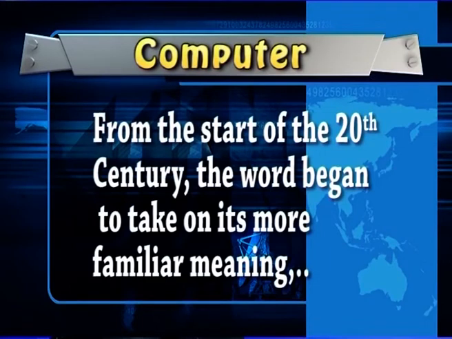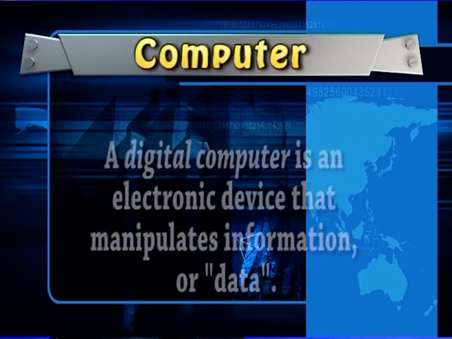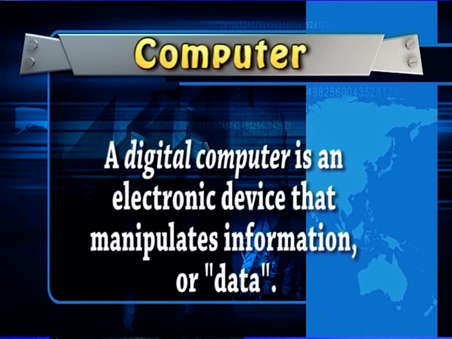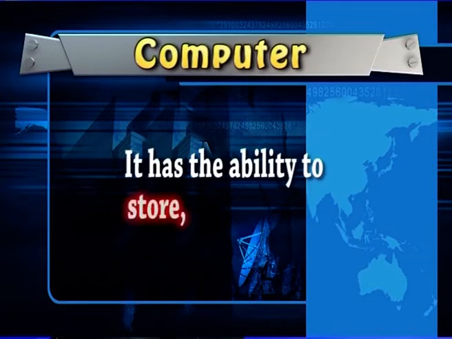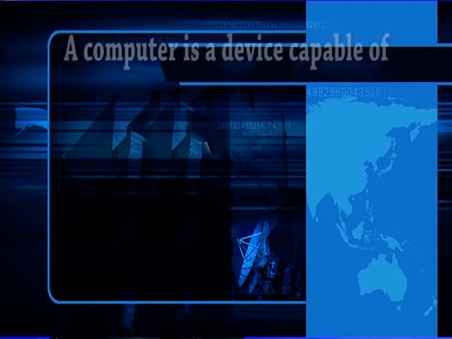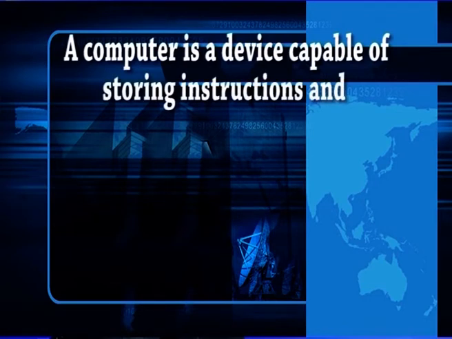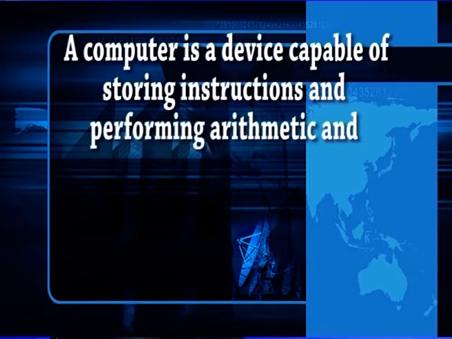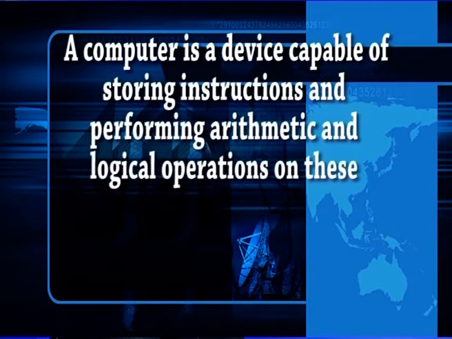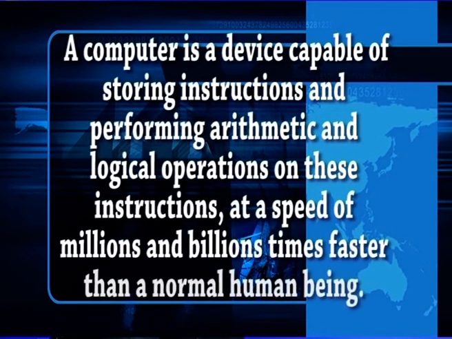From the start of 20th century AD, the word began to take its more familiar meaning, describing a machine that carries out computations. A digital computer is an electronic device that manipulates information or data. It has the ability to store, retrieve, and process data. In simple words, a computer is a device capable of storing instructions and performing arithmetic and logical operations on these instructions at a speed of millions and billions of times faster than a normal human being.